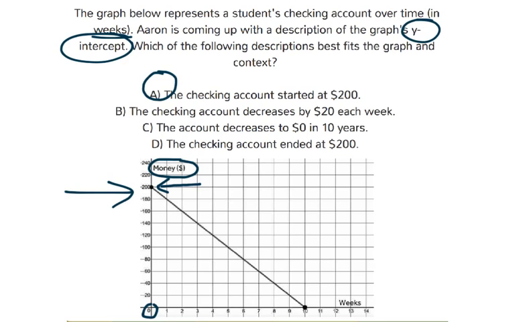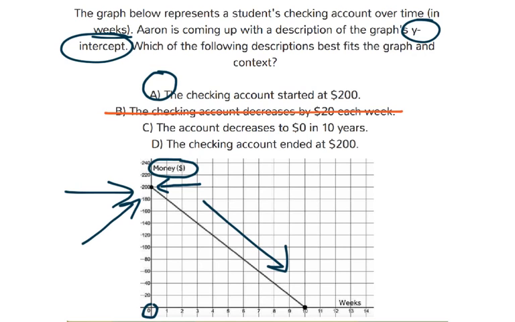B, the checking account decreases by $20 each week. Well, the checking account is decreasing, but is that what the y-intercept represents? No, so the y-intercept is just $200. It changes over time, but that's not the y-intercept. The y-intercept doesn't change, so it is not B.